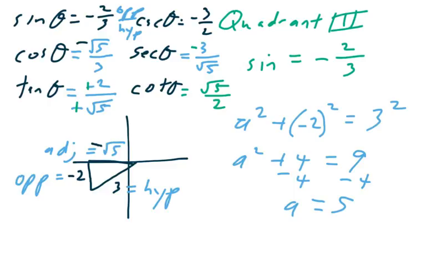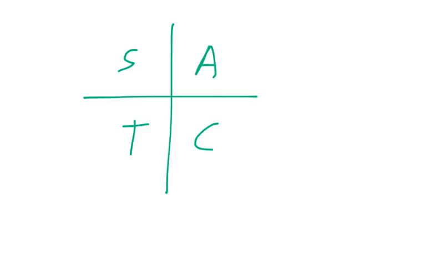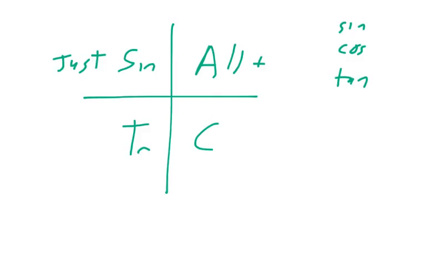One way that you can always check to make sure that you are positive is something that I like to call all students take calculus. You remember all students take calculus. This means that all are positive over here, and we're just talking about between sine, cosine, and tangent. So in quadrant number 2, it's just sine. In quadrant number 3, it's just tangent. And in quadrant number 4, it's just cosine.